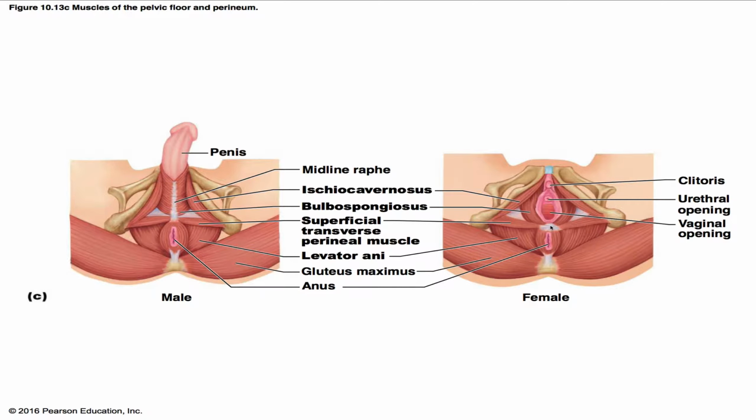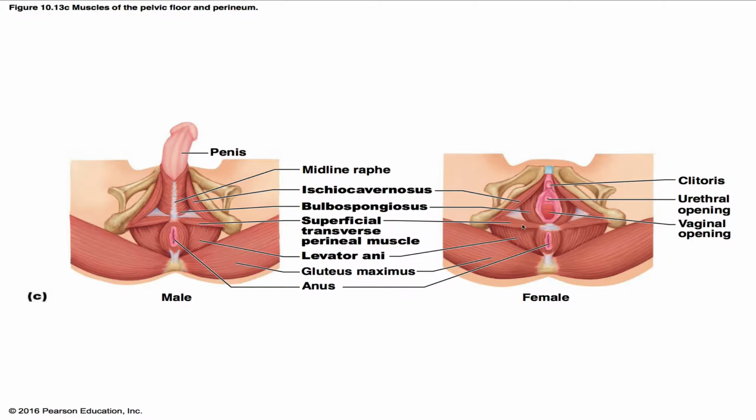Its origin is the central tendon of the perineum in females, and in males, it's the midline raphe. It inserts anteriorly into the corpora cavernosa of the penis, and in females, to the clitoris. It's innervated by the pudendal nerves, and for the actions, it empties the male urethra, and it also assists in the erection of the penis and the clitoris.